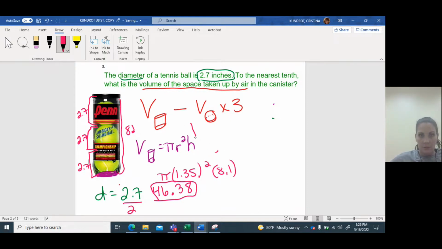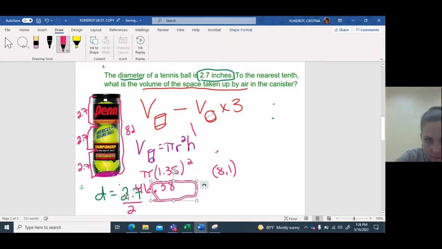So now that we're done with that part, we're going to worry about, or figure out, I should say, the volume of a sphere.